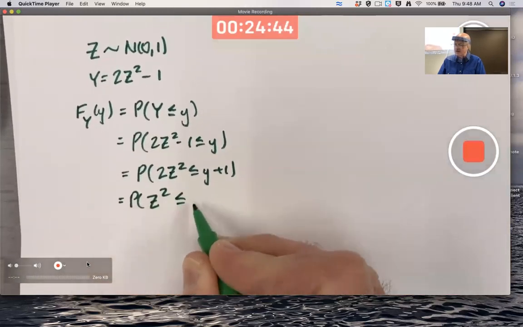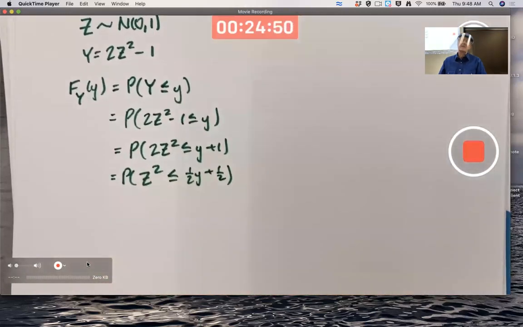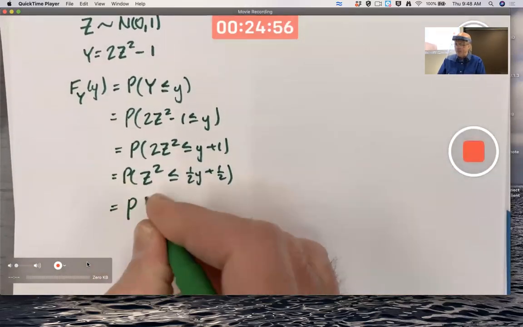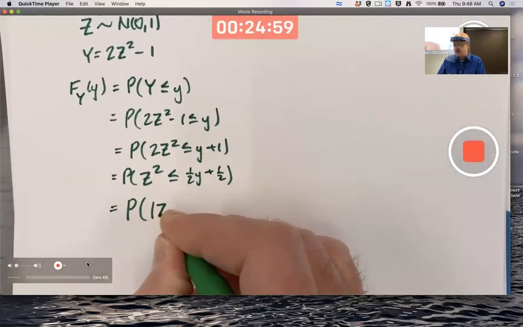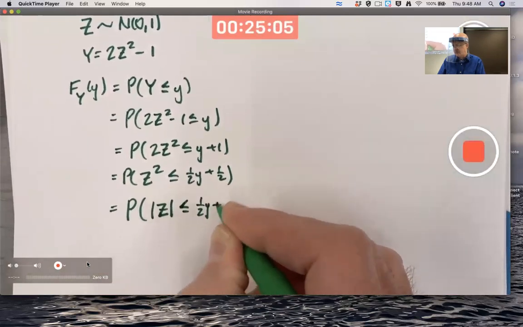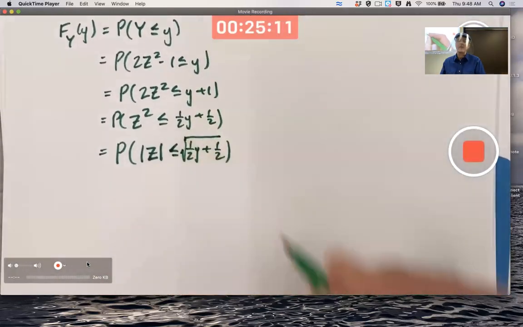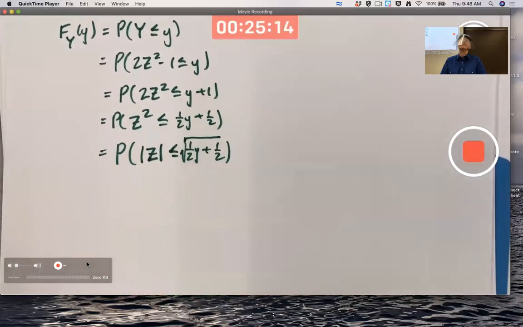Probability that Z squared is less than or equal to 1/2 y plus 1/2. Take the square root, but because Z can be positive or negative, when I take the square root, I really should think in terms of the absolute value of Z. The square root symbol on the right side of the inequality implicitly means positive square root, but Z itself could be positive or negative. And so I really want to say its absolute value is less than or equal to the square root on the right.